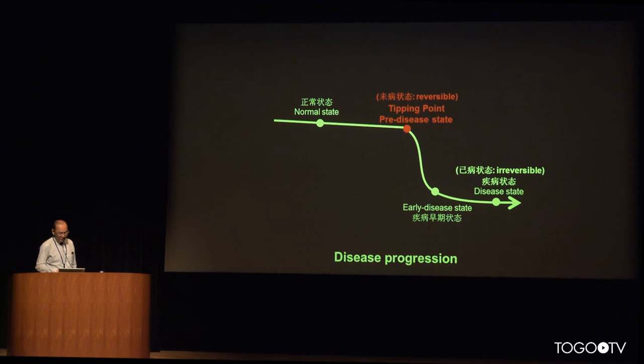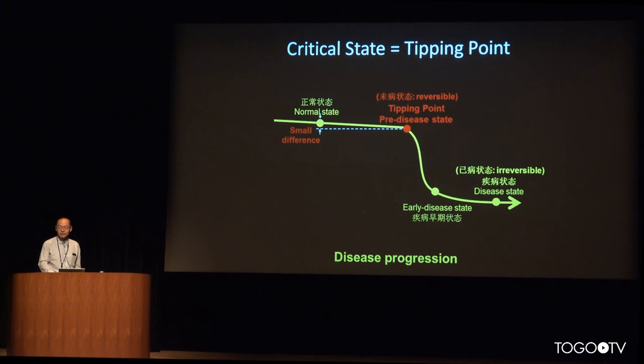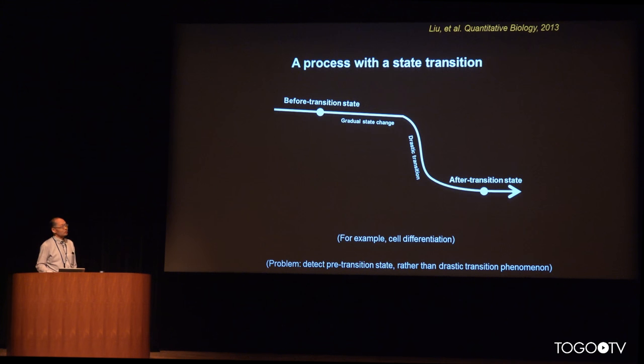That's why it's important. But the problem is that the critical state is similar to the normal state. There's no difference; we can consider it one part of the normal state. That's why our current medical biomarkers cannot identify the critical state, because it's still one part of the normal state. So we need a completely different theoretical method to quantify this state. So I'm going to talk about this.